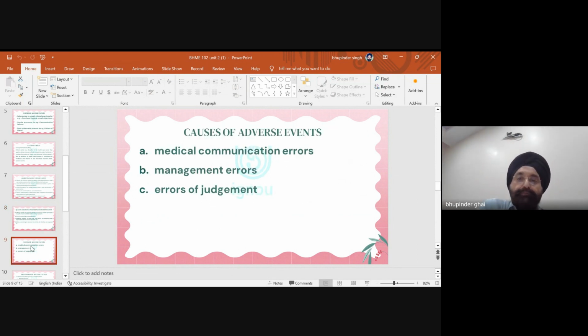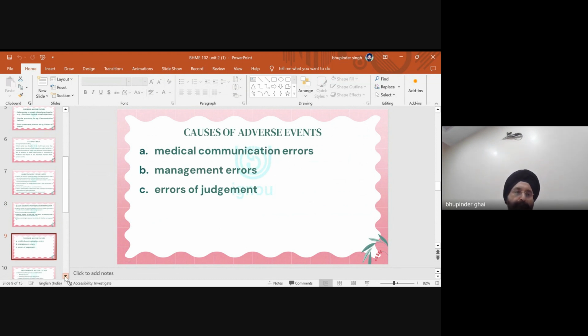What are the causes of adverse events? As I told you, medical communication error. Next is management error and error of judgment. These are the causes of adverse events. If there is an error in communication or a management error, how things are managed, or an error of judgment. That means while treating a patient, if there is an error in judgment, then also there will be an adverse event.